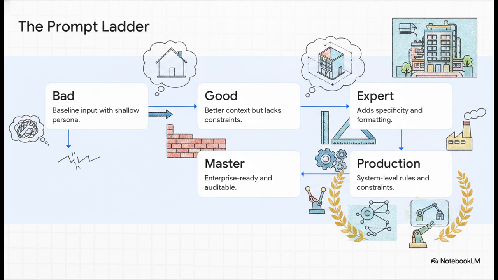You get it right by climbing what we call the prompt ladder. This is a systematic progression. You go from bad to good to expert to production and finally to master. And each level doesn't just add more words to the prompt. It systematically adds specificity, constraints, and vital context. Let's actually look at the difference between the bottom and the top of this ladder.